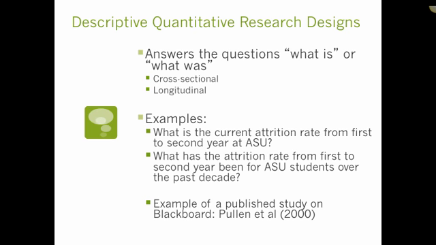I put an example of a descriptive study on Blackboard. You don't need to read it. It's in the supplemental section. But essentially what these researchers did was they were interested in understanding cheating behavior among college students. So the research questions that they looked at were what types of behaviors do students engage in when they're cheating, and how do they go about cheating?